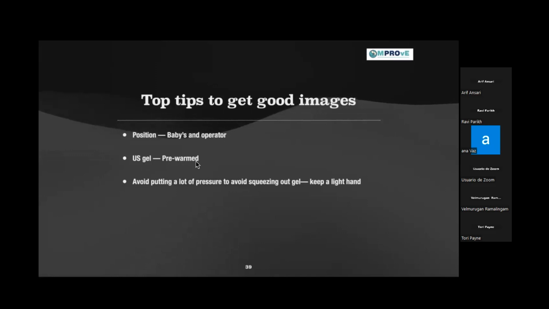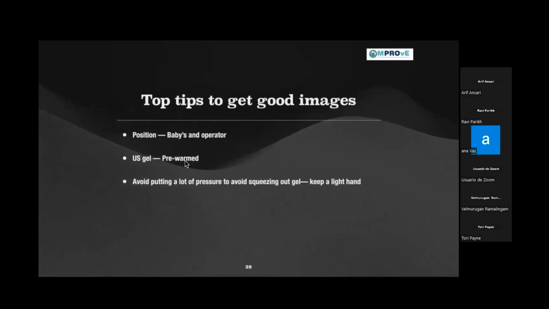Use of pre-warmed ultrasound gel, I can't emphasize enough here. When you're using a pre-warmed gel, you are not startling the baby. The baby is not upset and will try to cooperate with you while you are scanning. On the contrary, if you put a cold gel on the baby, yeah, they're going to throw tantrums at you. They'll not let you scan, and it will compromise your image quality.